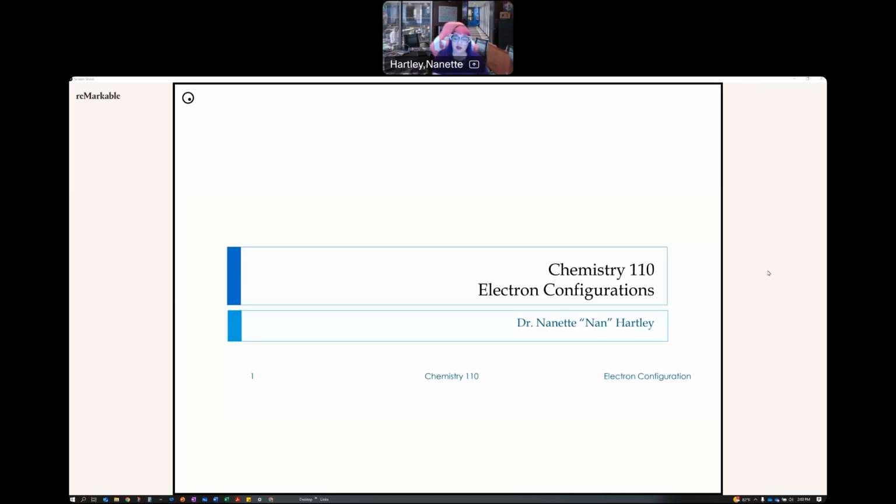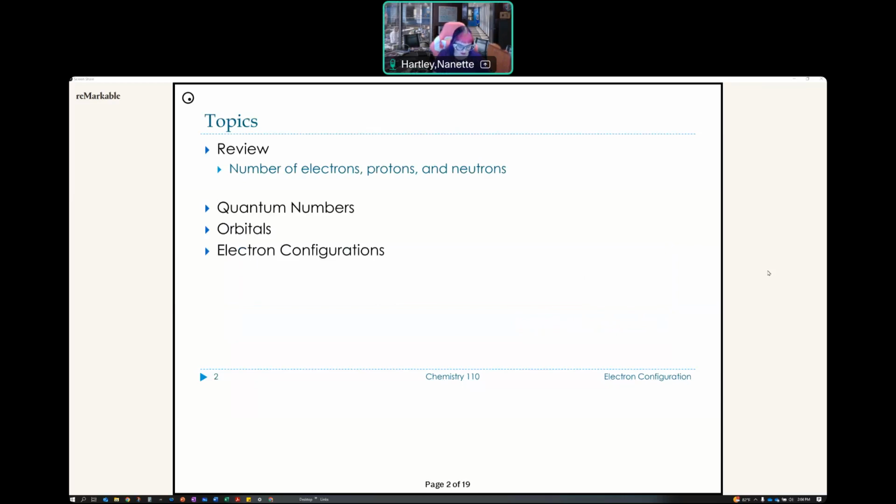So let's go ahead and talk about electron configurations. We're going to be talking about some things going with electrons, protons, and neutrons. We talked about that last time, so it's going to be a review of those things. We'll talk about quantum numbers and orbitals, both of which are new ideas that we haven't really talked about. And then we'll talk about electron configurations.